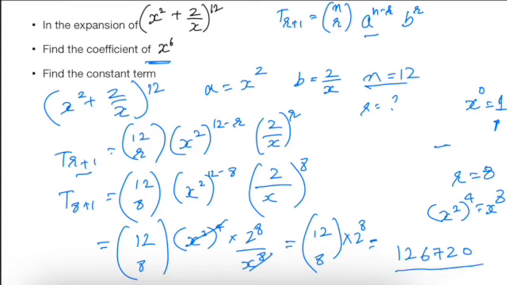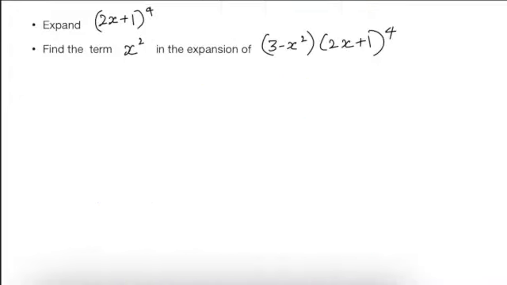Okay, so now I hope you have understood how to find a coefficient in a binomial expansion and how to find the constant term. So let's move on to the next question. So expand (2x + 1) whole to the power 4. Find the terms x square in the expansion of (3 minus x square). Okay, so they've given some multiplication of two binomials. How do we do that? It's not that hard.